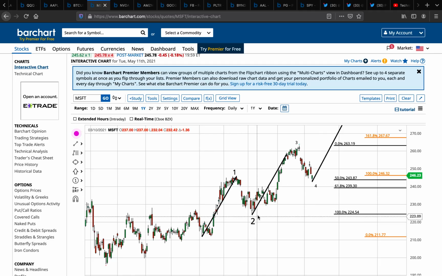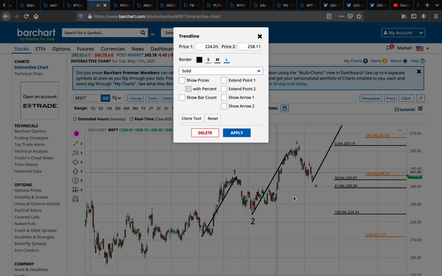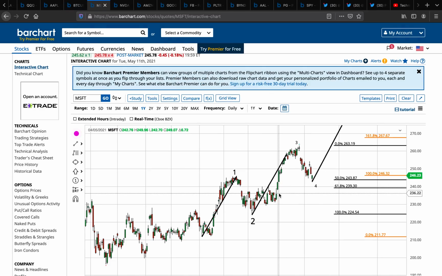We had an ABC correction to put in a wave 2 low, and then we've already predicted this, that the length of wave 1 placed at the wave 2 low would take Microsoft to the equal legs target all the way to 258, and that did happen within the time target as well. So what's happening with Microsoft now?